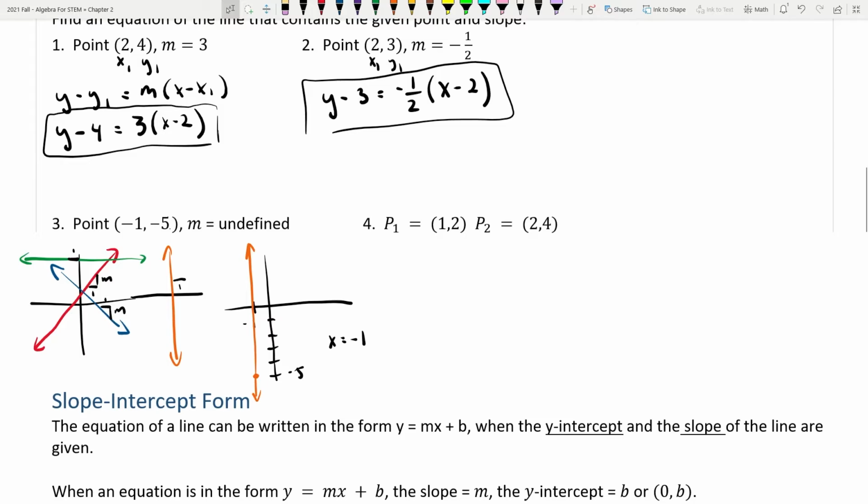If you satisfy this equation, that is, your x value is -1, you'll be on this line. If your x value is not -1, then you won't be on this line. So this is an equation for this line.